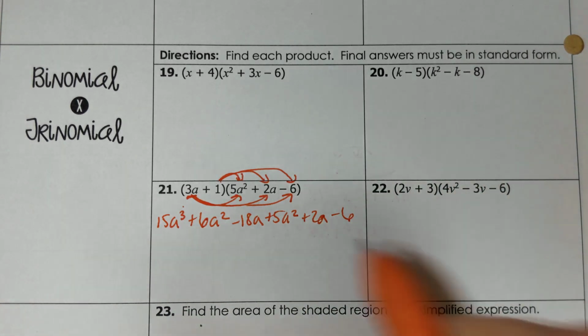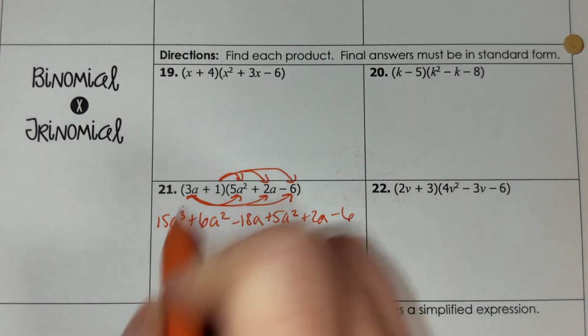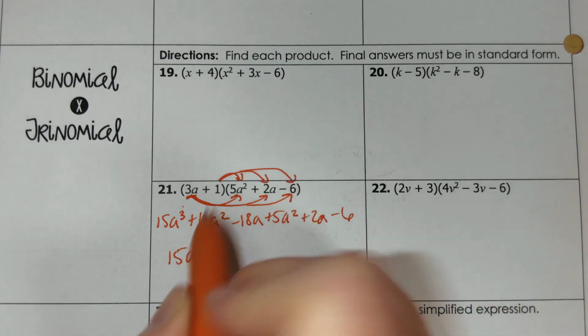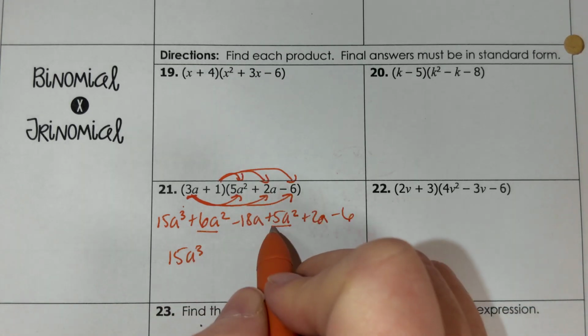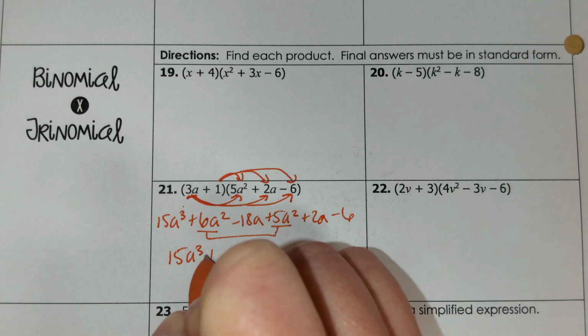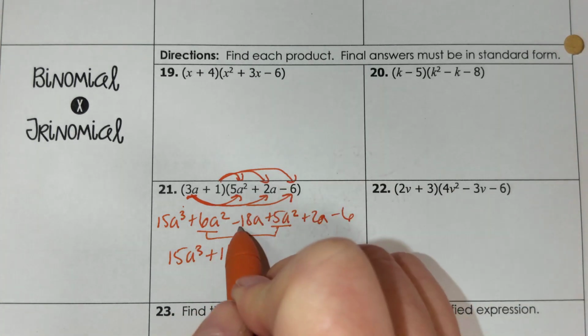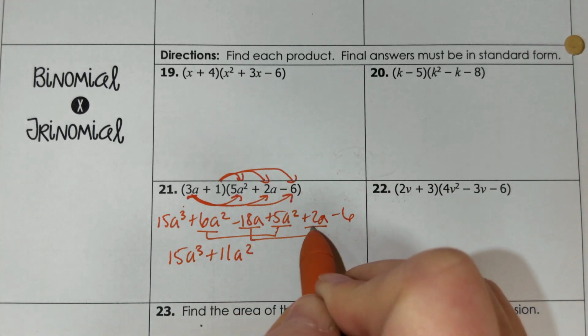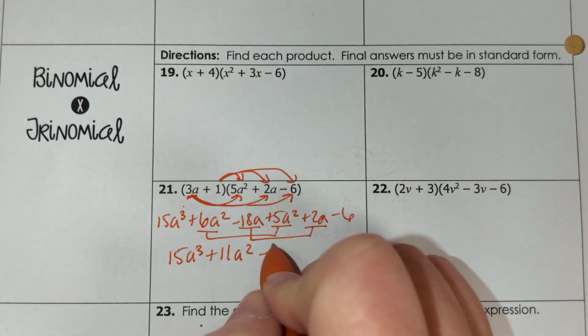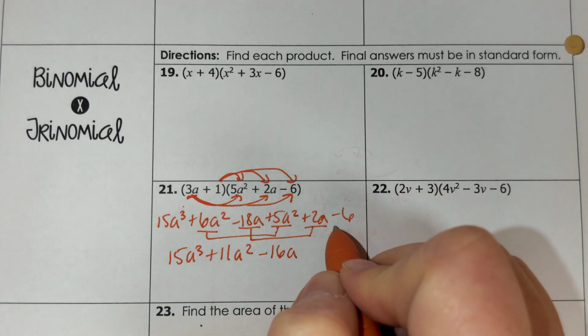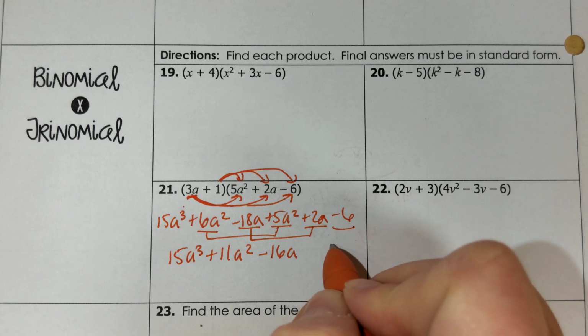Then we can combine our like terms. There's nothing to combine with this a cubed, so I'm just going to bring it down. I can combine these two that are a squared, so 6 and 5 becomes 11a squared. I can combine these that have a single a: negative 18 and positive 2 becomes negative 16a. And then finally we have this constant out here on the end that we can just bring down as a minus 6.